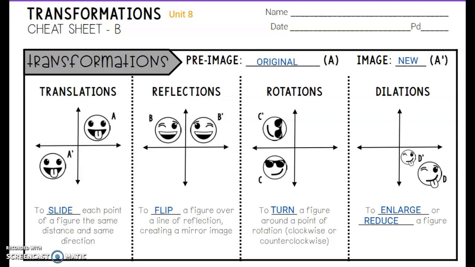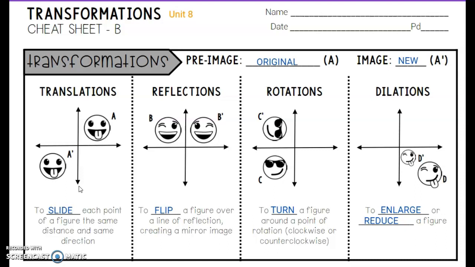The first one is a translation. It is to slide each point of a figure the same distance and the same direction. So if you are moving left and right, that means you are either adding or subtracting to your X value. If you are sliding the image up and down, that means that you are adding or subtracting from your Y value.